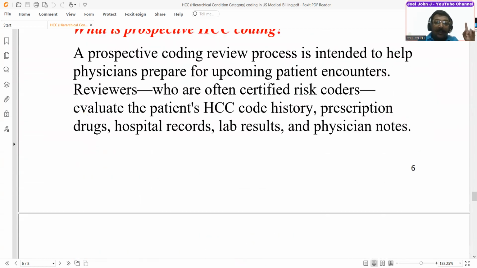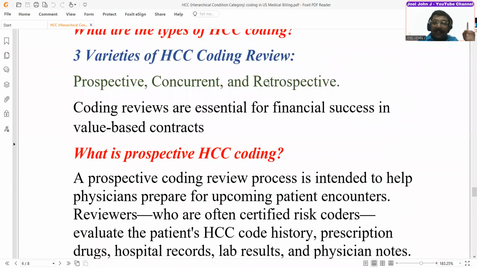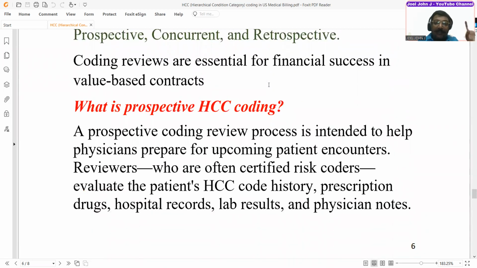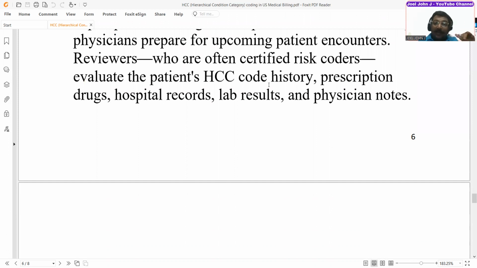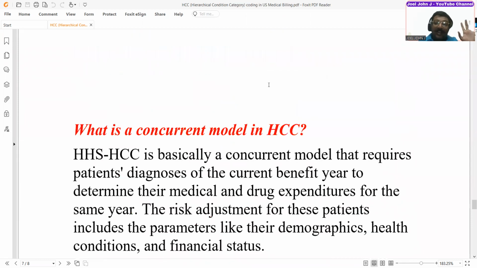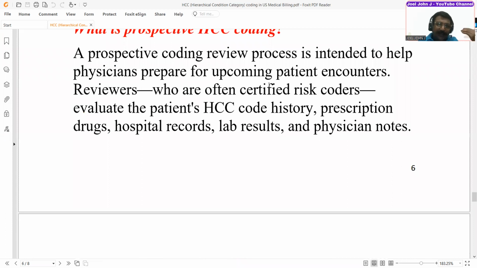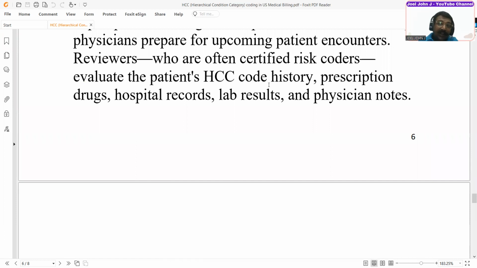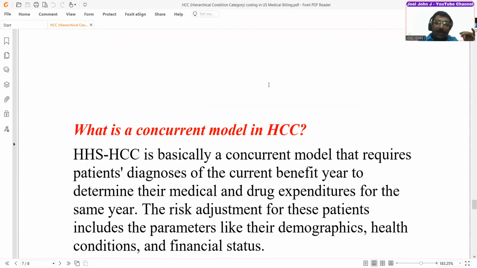So now let's look again at the three varieties of HCC coding reviews. One is prospective, concurrent, and retrospective. Prospective is the review process in which the physician prepares for upcoming encounters. What are all the upcoming encounters this patient is going to have in this particular year, based on a study of the HCC code history, prescription drugs, hospital records, lab results, and physician notes. Based on that, they say how many times this patient is going to come and what are all the probable diseases and health issues this patient will encounter this current year and the upcoming year.